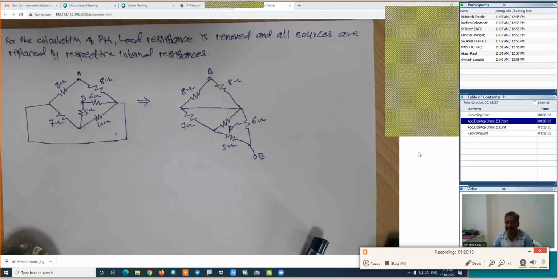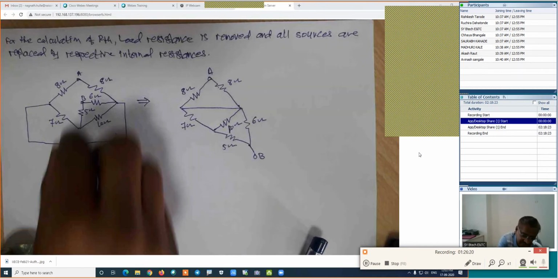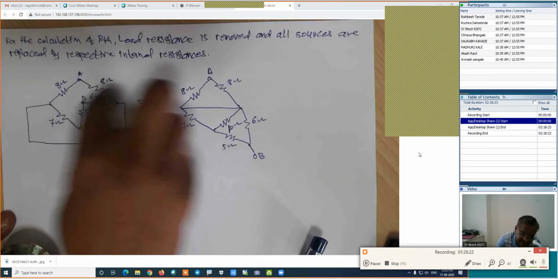Any difficulty in understanding this particular figure? What I have done is just taken this outside and shifted this wire internally.